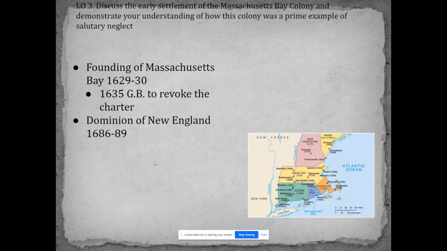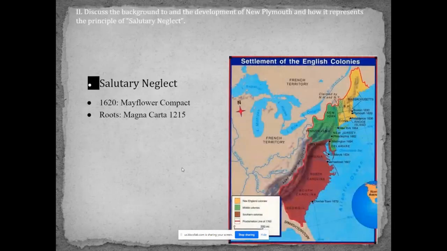And so what the Dominion of New England was, was the attempt of Great Britain to create one large colony, right? And this actually will give us a better map of this right here. So if you look at this map here, the intention was to create all of this area right here into one colony, the Dominion of New England right there.